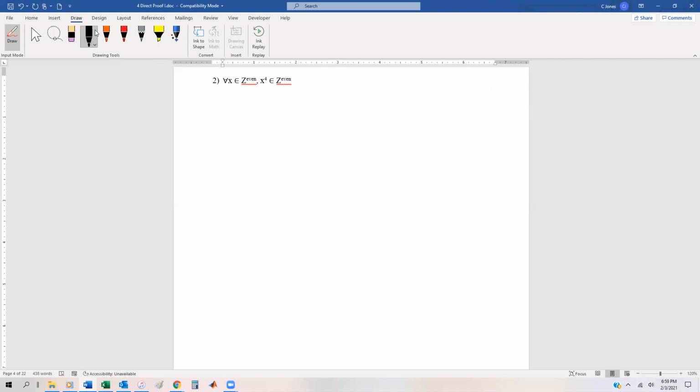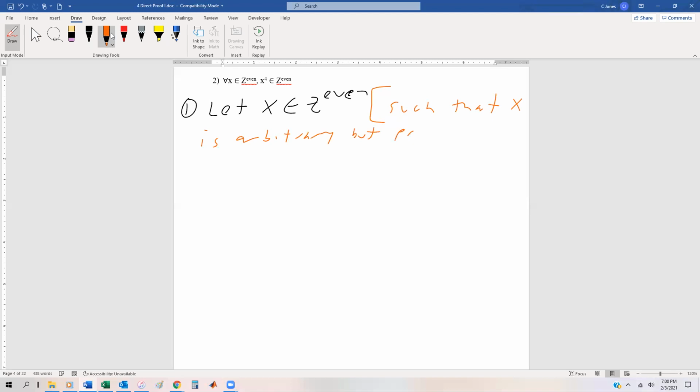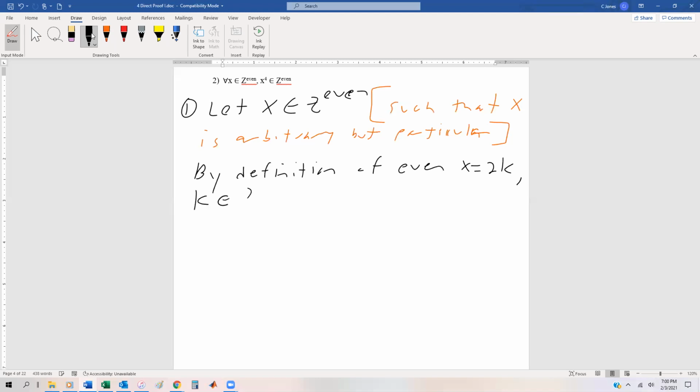Step one, remember, is to define your variables. So let's let x be an element of Z even. And you don't have to write this, but you can say such that x is arbitrary but particular. And then, of course, we need the very definition of even. So we can say, by definition of even, we can say x is equal to 2k, where k is some element of the integers.